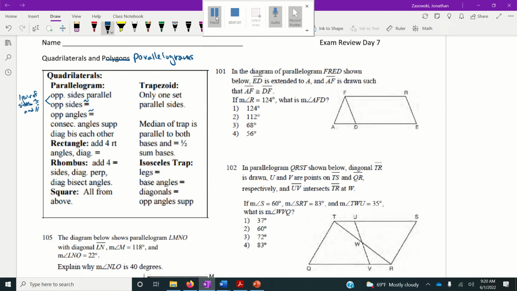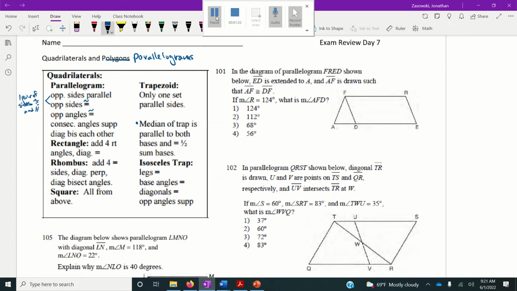A rectangle has 2 extra properties. We have 4 right angles, and the diagonals are equal to each other. And a rhombus has 3 extra properties: 4 congruent sides, the diagonals are perpendicular to each other, and the diagonals bisect the angles. And a square has all of that stuff. All right, remember in a trapezoid, only one set of sides is parallel, and we know with the mid-segment theorem that the median of the trapezoid is parallel and is the average of both of the bases.